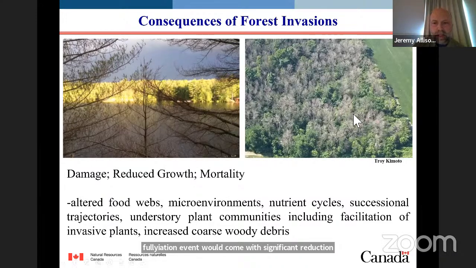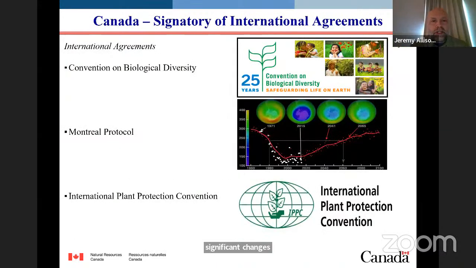And so these impacts have consequences for food webs. They influence microenvironments, obviously, nutrient cycles, and successional trajectories are altered as a consequence. You get facilitation where invasive plants are often facilitated by association with other non-native species. And obviously, when you have mortality events, you get significant changes in coarse woody debris. And so these ecological impacts have political impacts as well.